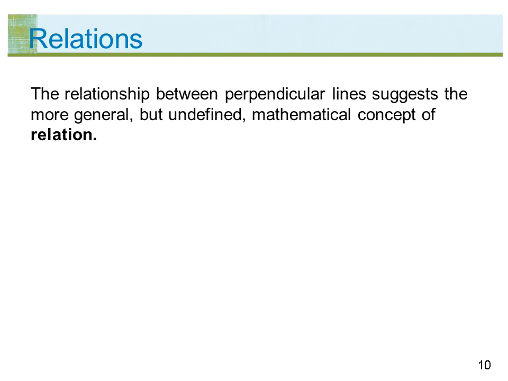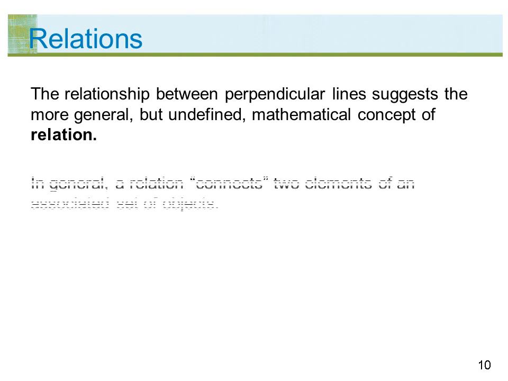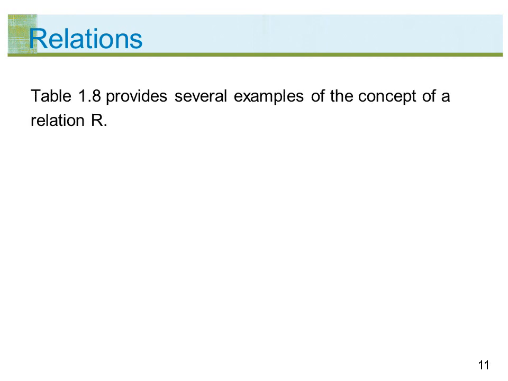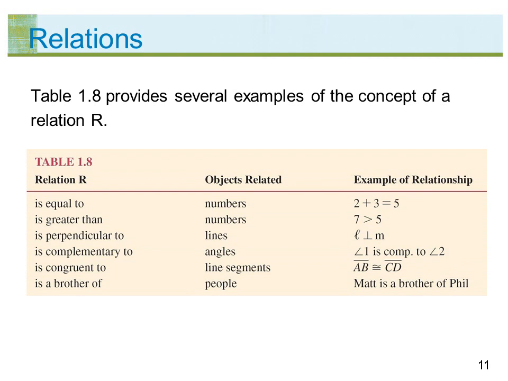The relationship between perpendicular lines suggests the more general but undefined mathematical concept of relation. In general, a relation connects two elements of an associated set of objects. Table 1.8 provides several examples of the concept of a relation R. Table 1.8. Relation R. Objects related. Example of relationship.